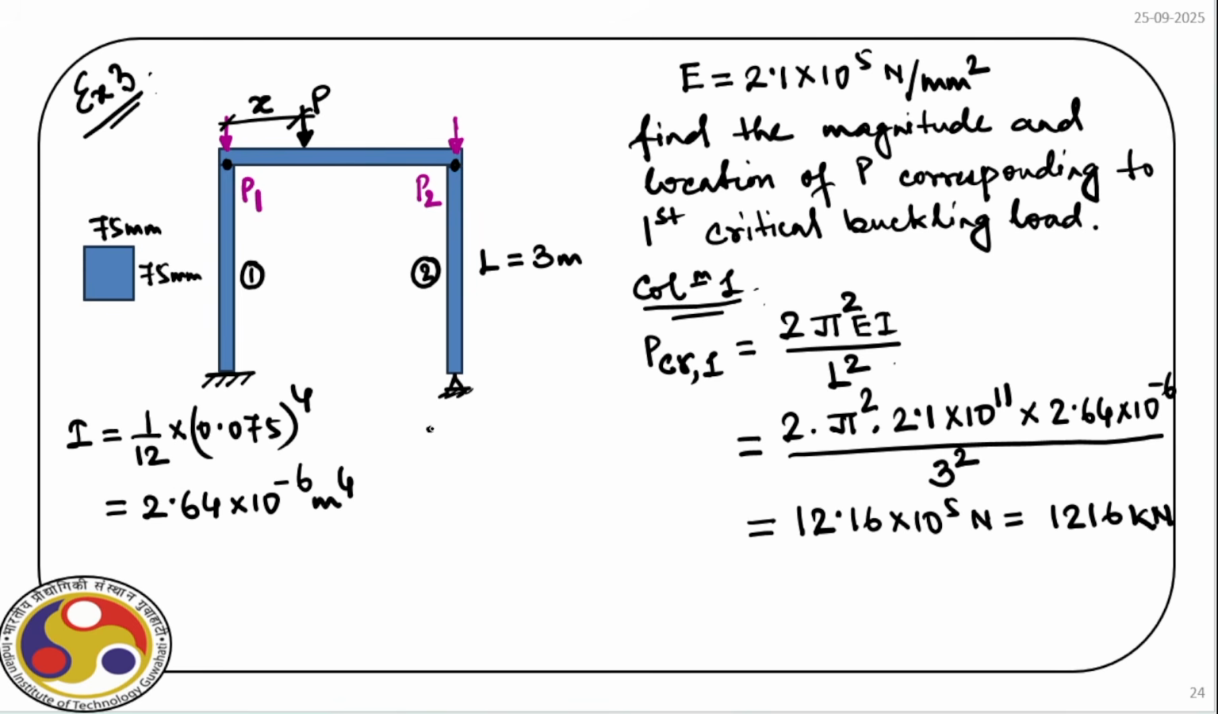Now for column 2, P critical 2 is equal to pi square EI divided by L square.